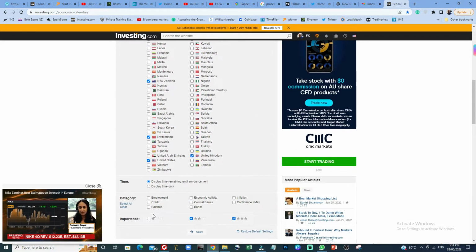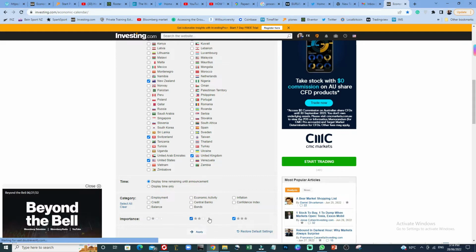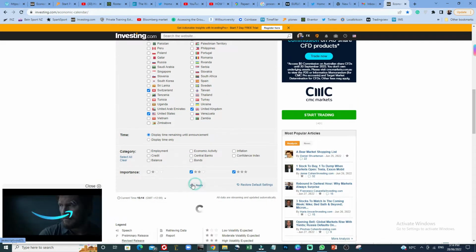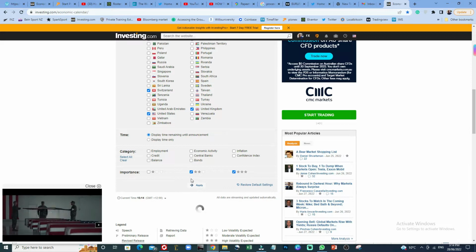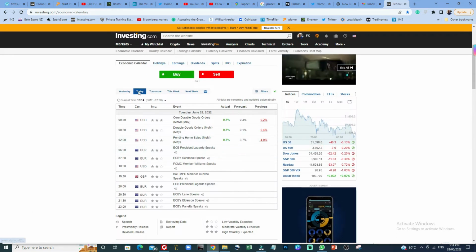Then you come down to importance here, and you click 2 stars. This filters the most important events that can have impact in the market. So I click this one, the 3-star, which has the highest volatility. Then the 2 stars, which has lower volatility, which is still okay, can still have impact in the market. Then what do I do? Then I click apply. When you click that, it gives you a picture of what to expect in the market. Like for today, it is Tuesday.